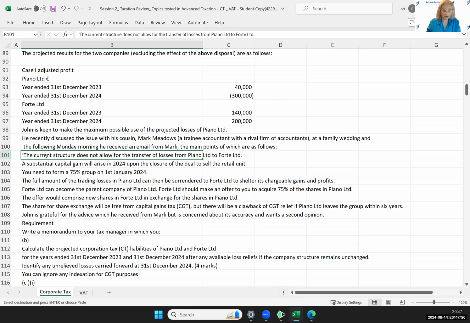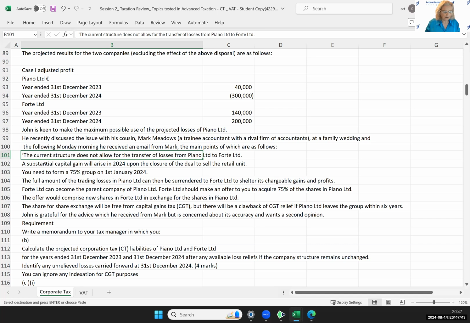Yeah. So under the current structure, you can't transfer the losses. Do I get to say that in my exam? Absolutely. You're going to be writing words where you're asked to evaluate the advice. So Mark is correct. Under the current structure, the losses cannot be transferred from Piano to Forte.